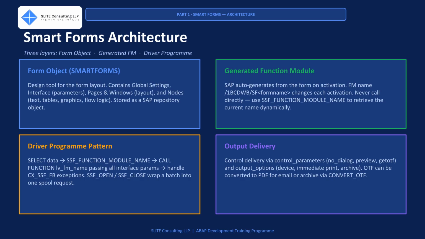Second is the generated function module. Every time you activate a Smart Form, SAP generates a function module with a unique name in the pattern /1BCDWB/SF followed by numbers. You never call this FM by its hard-coded name because the name changes with every activation. Third is the driver program, the ABAP code you write that retrieves data, gets the current FM name dynamically using SSF_FUNCTION_MODULE_NAME, then calls that FM passing your data. This separation means form designers can update the layout without touching the driver.